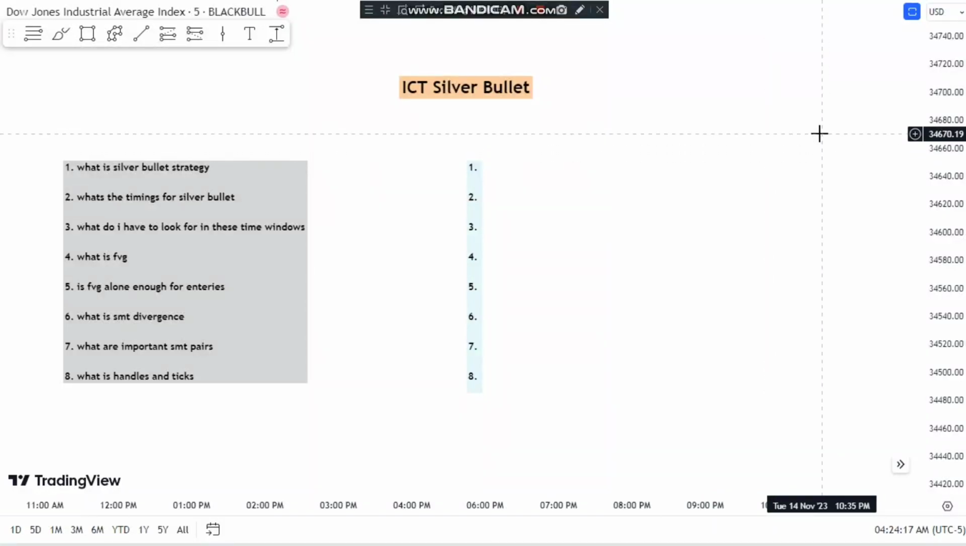What's up everybody? Today I will teach you the ICT silver bullet strategy. The concept will be the same, but I will try to teach it in a better and easier way. If you are an old viewer, you would know that my silver bullet strategy is a bit different from the others like Casper SMC, T-Trades, and even ICT himself.